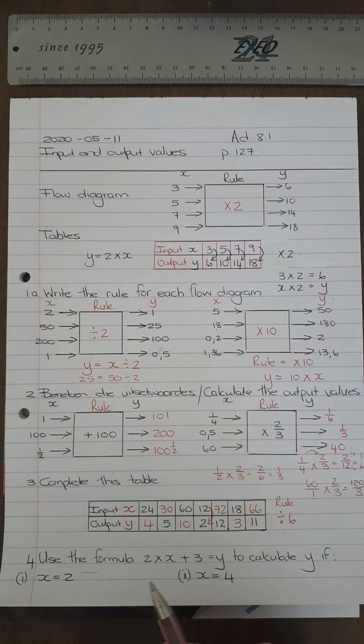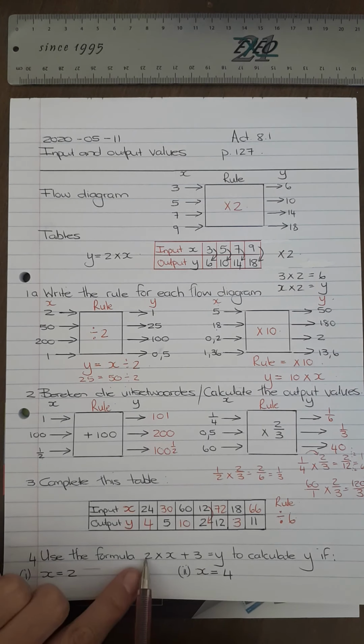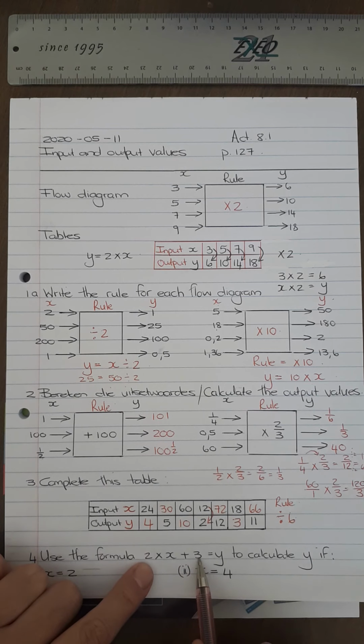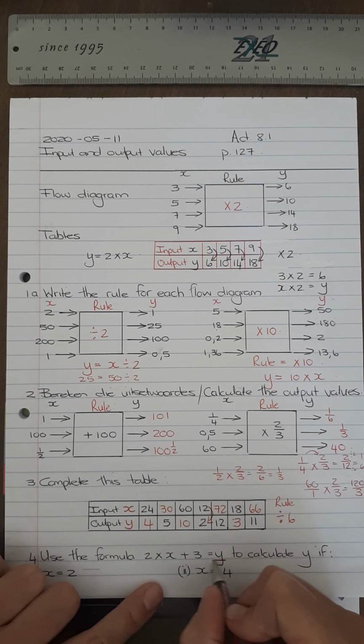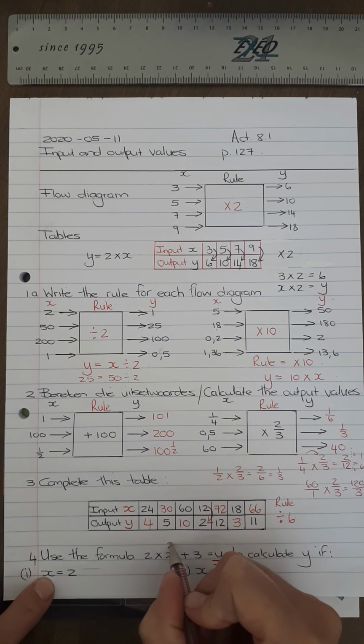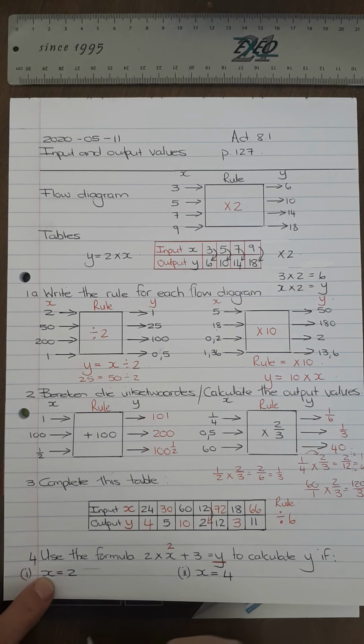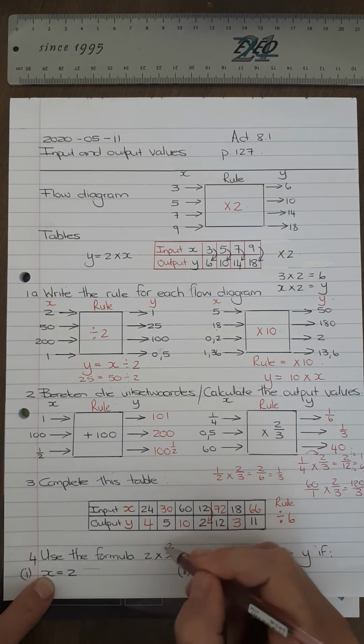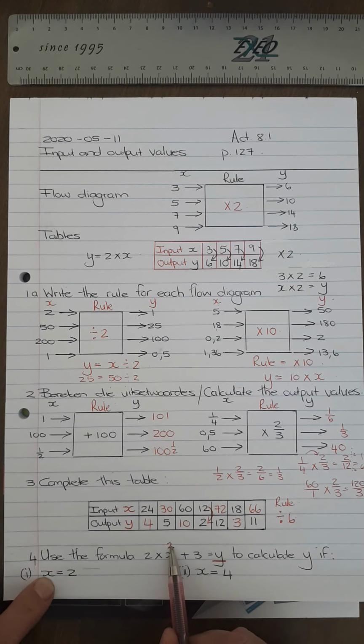Okay, number 4. Here they say, use the formula 2 times x plus 3 equals y to calculate y. They want you to work out the y value if they tell you that x is equal to 2. So if you know that x is equal to 2, you take the 2 and you put it into the space of the x. It's like you are substituting, like the substitute teacher. Somebody else came in my place, so I put the 2 in the place of the x. So I have 2 times 2 equals 4, plus 3, 7.